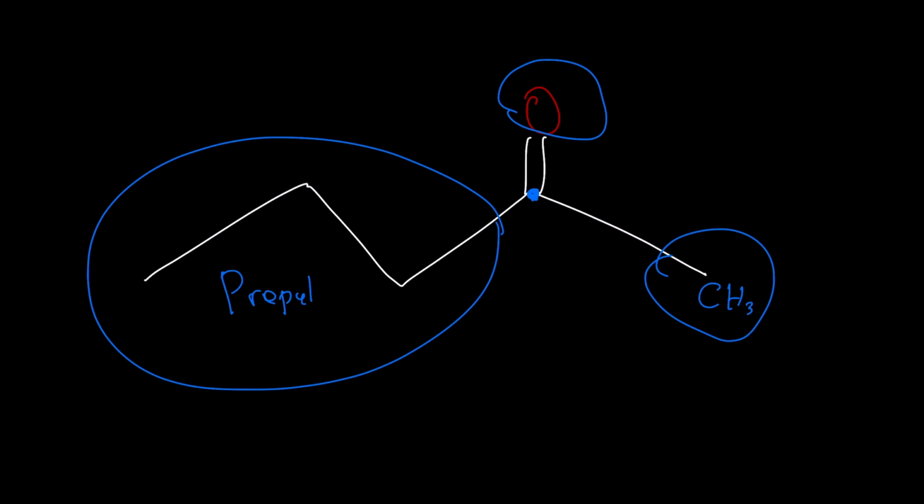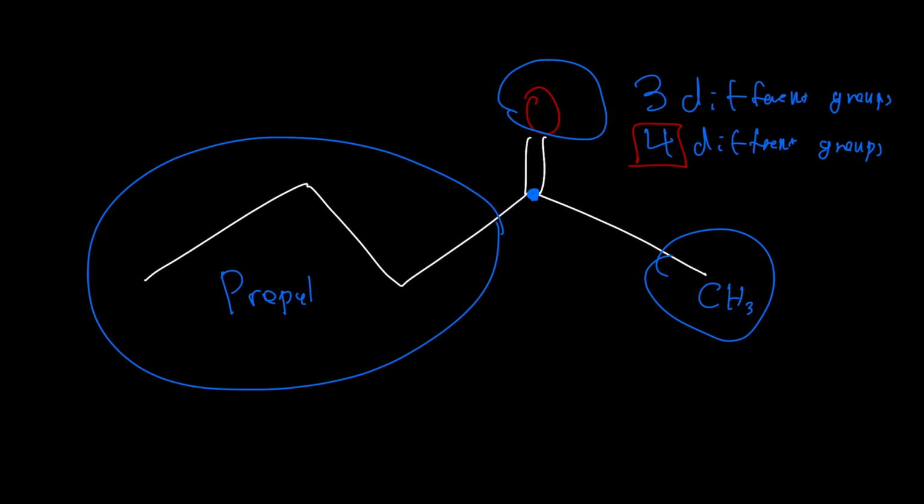Now, all of these different groups which I have circled are different from one another. However, we only have 3 different groups, and we don't have 4 different groups. If a carbon wants to be chiral, it has to have 4 different groups. But this only has 3 different groups, so it's not going to be chiral. So this is going to be achiral. And one quick rule that you can use is if a carbon has a double bond coming out of it or is double bonded to anything else, it is always going to be achiral. It can never be chiral if it has a double bond.